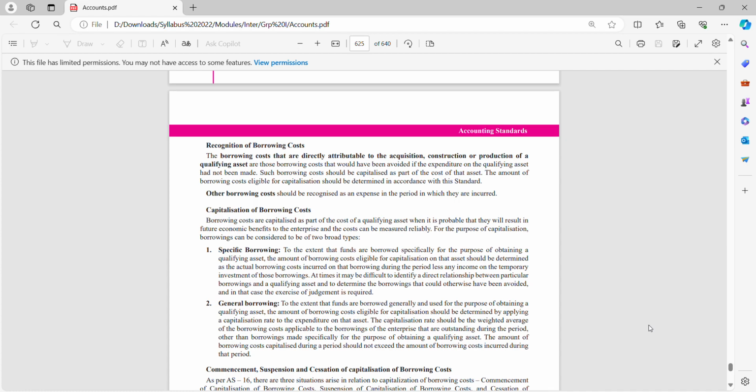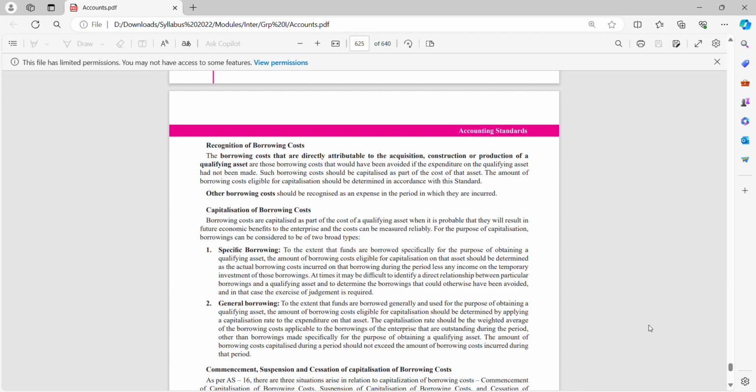The borrowing costs that are directly attributable to the acquisition, construction, or production of a qualifying asset are those borrowing costs that would have been avoided if expenditure on the qualifying asset had not been made. So this is recognition of borrowing cost. Other borrowing costs should be recognized as an expense in the period in which they are incurred.